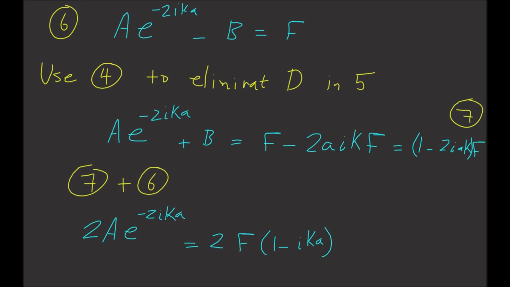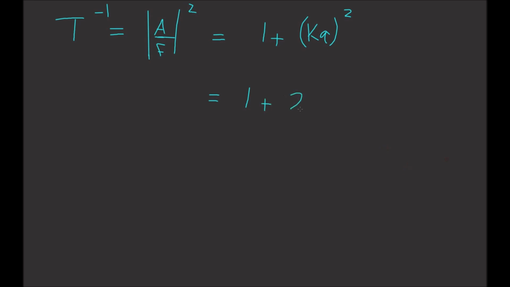Alright, so finally, now the transmission coefficient T inverse is equal to A divided by F magnitude squared, right? Which is equal to 1 plus KA squared. Putting it back into the original form in terms of E and V naught, we get 1 plus 2M times E, or V naught in that matter, divided by H bar square times A square. This is the transmission coefficient.